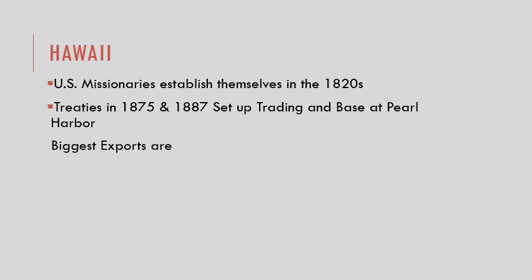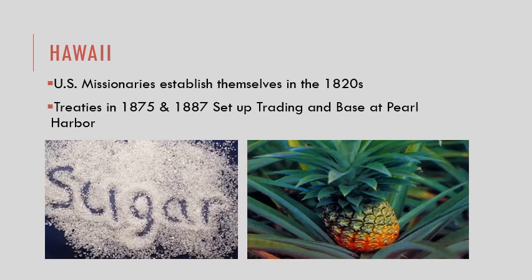Their biggest exports are sugar and then pineapple, the thing that SpongeBob lives inside of under the sea. Absorbent, of course, is he.